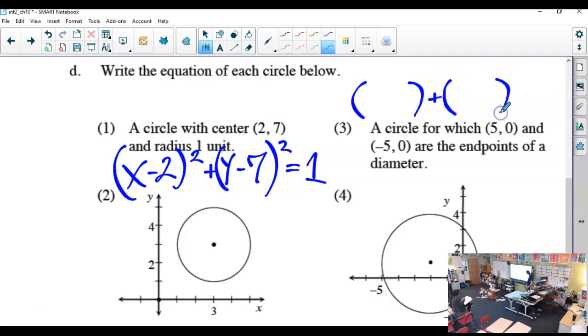Would it be x plus 5? Oh, the middle. Wait. It's just x squared plus y squared equals 25. Yeah. Because it's 0, so it's on the axis. What is 0? The middle is the origin, the center of the circle. It's on the x-axis. That's on the y-axis. 0, 0.